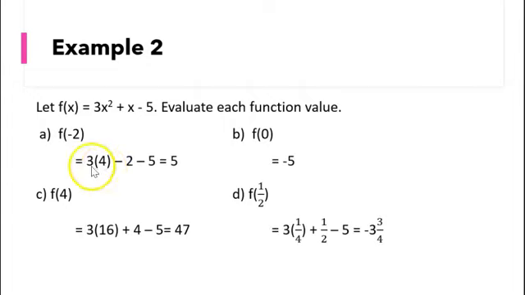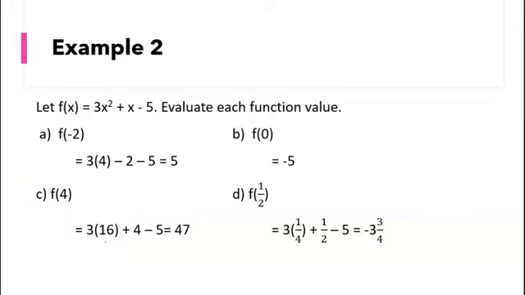In part A, negative 2 squared is 4, times 3 is 12, minus 2 is 10, minus 5 is another 5. In part B, when you put in 0, you get 0 plus 0 minus 5 is negative 5. In part C, 4 squared is 16, times 3 is 48, and then plus 4 and minus 5 gets you 47. When you square the 1/2, it becomes 1/4, so you do 3 times 1/4 is 3/4, plus 1/2, and minus 5 is negative 3 3/4.